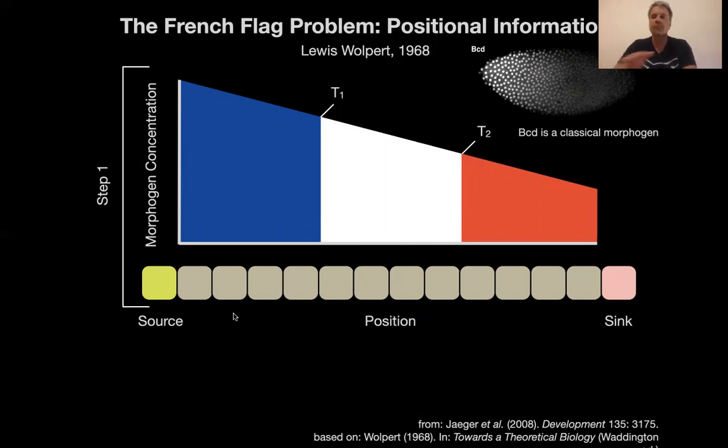end. And if you assume, just for simplicity, that there is no degradation of the protein in between, you get a linear concentration gradient of this morphogen. It's not quite right. It's actually an exponential gradient here, but you get the point.